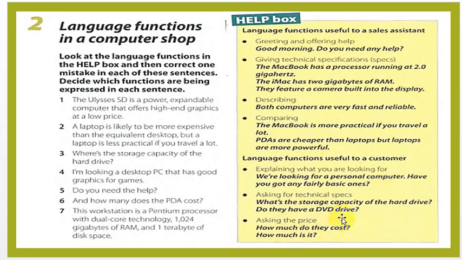When you learn these language expressions and questions, then please distinguish or separate these sentences, whether they are comparing, describing, giving technical specification, or greeting and offering, something like this. Look at the language function in the help box and then correct one mistake in each of these sentences. Decide which function is being expressed in each sentence. Okay, the Ulysses is D is, what is here? Par or powerful?